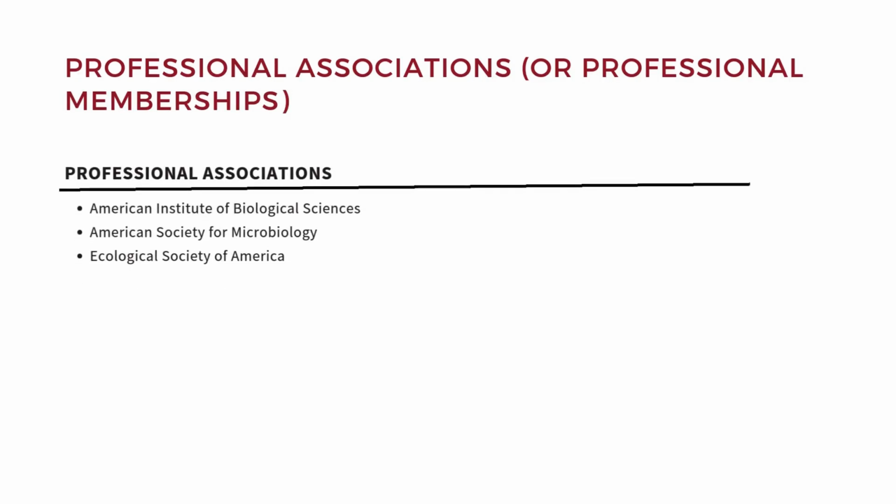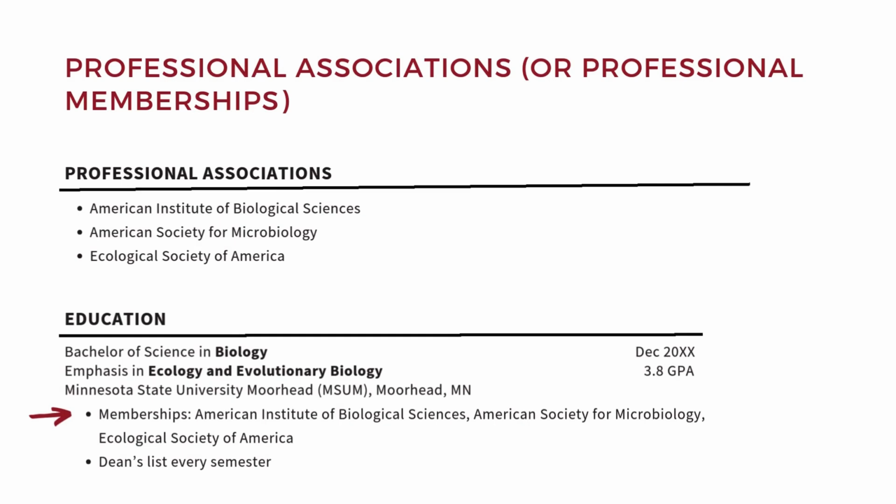Another section you could include is professional associations or professional memberships. If you were a member and were not particularly involved with the organization, you could simply list them as they're listed here, or include them within your education section. If you held a leadership role in the association, consider including them in an involvement section instead, where you could list your role and add some bullet points underneath about what you did with the organization.